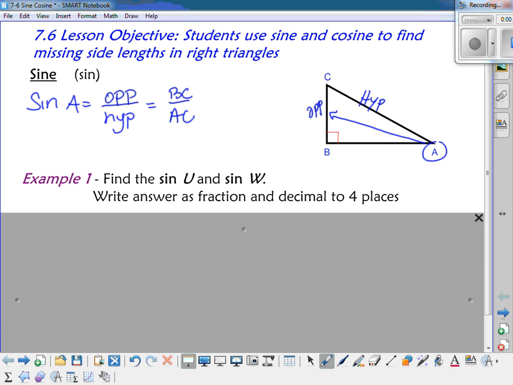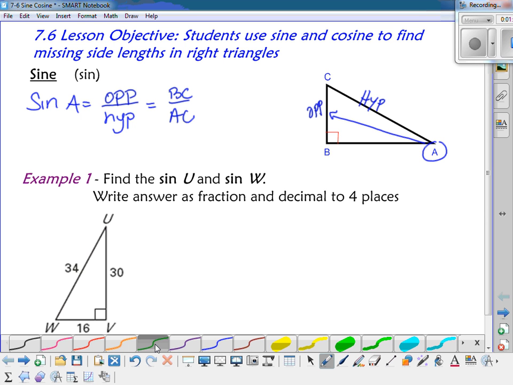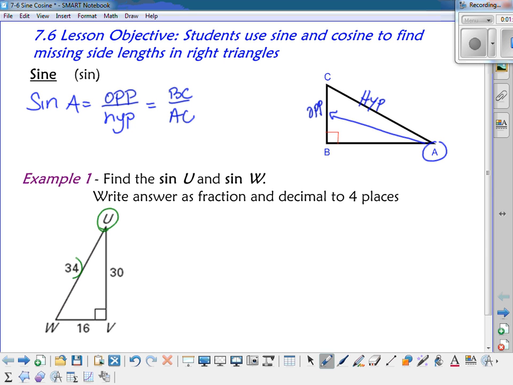If I want to find the sine ratio for a given triangle, I just have to set up the fraction of the opposite over the hypotenuse. So we're going to find the sine of angle U and the sine of angle W and write the answer as a fraction and a decimal to 4 places if necessary. Again, look at the picture and figure out what's the opposite and what's the hypotenuse. The hypotenuse is always opposite the right angle, and for angle U, the opposite side will be 16.